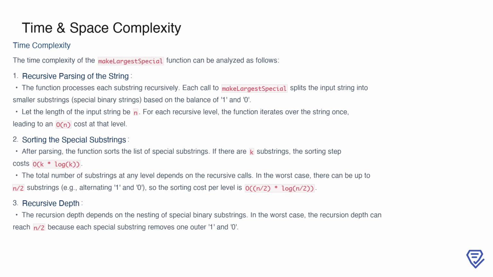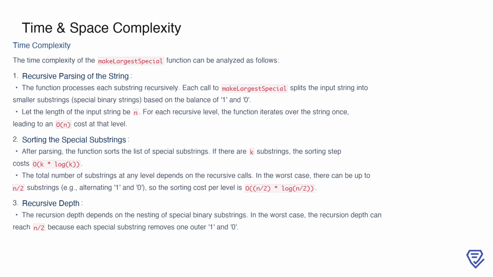To analyze the time complexity of the makeLargestSpecial function, we begin by examining the recursive parsing process. The function operates recursively, breaking the input string into smaller special binary substrings. For an input string of length n, this parsing requires a single iteration through the string at each level, resulting in a time complexity of O(n) per recursive level.